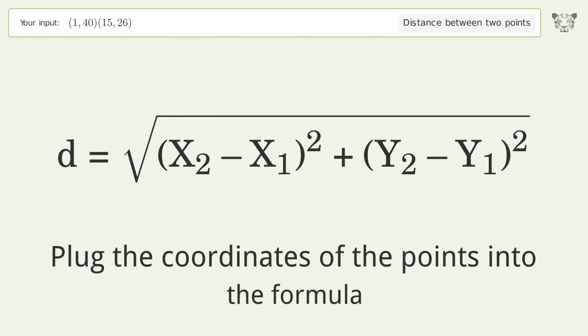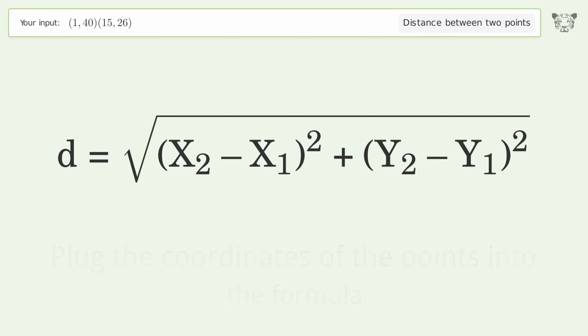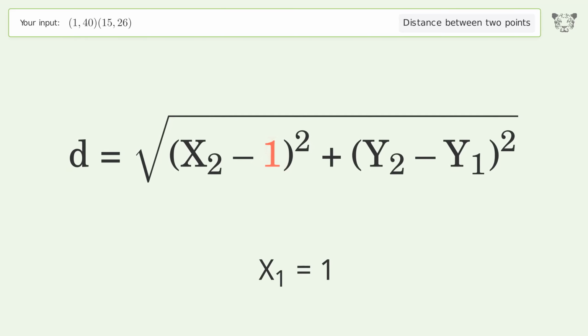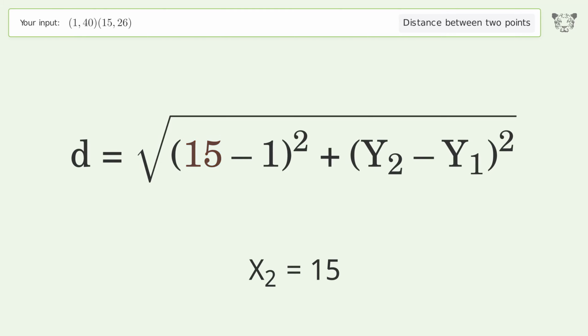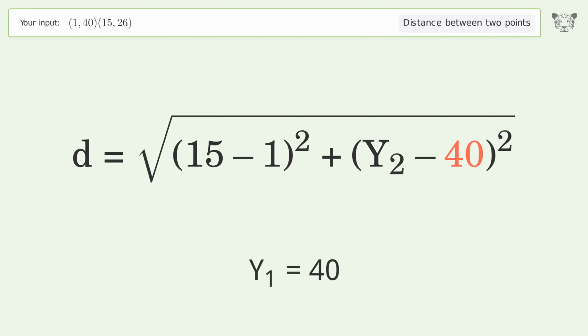Plug the coordinates of the points into the formula. x1 equals 1. x2 equals 15. y1 equals 40. y2 equals 26.